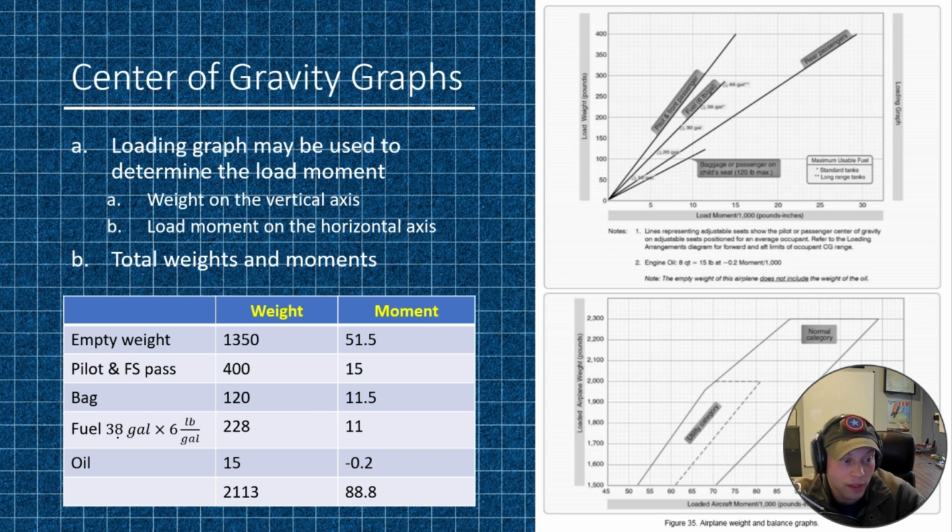Yeah. Fuel at 38 gallons. We're going to ride this up to 38 gallons and then get a moment of 11. And then oil. The oil is in the notes here. 8 quarts, 15 pounds at negative 0.2 moment.